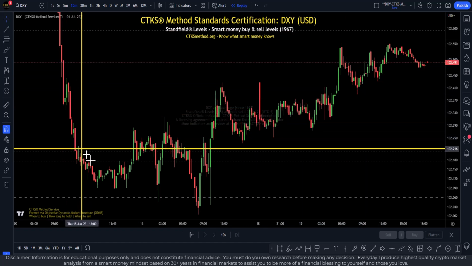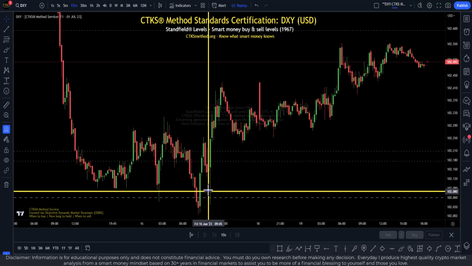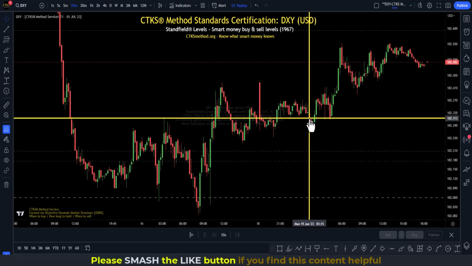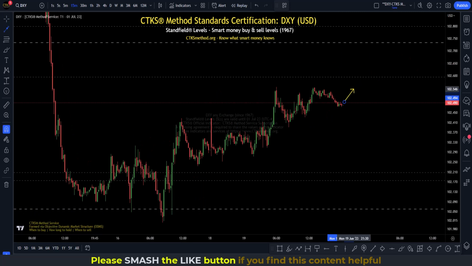We said yesterday that the DXY had found a basing pattern. We expected the DXY to come up, and in Forex terms, all of these price movements are absolutely staggering in terms of the number of pips that are crossed over. The DXY is currently 102.491. Let's have a look at some potential paths for the US dollar. What we can see around our current trading price, 102.490, it's just below this smart money sell level at 102.593.